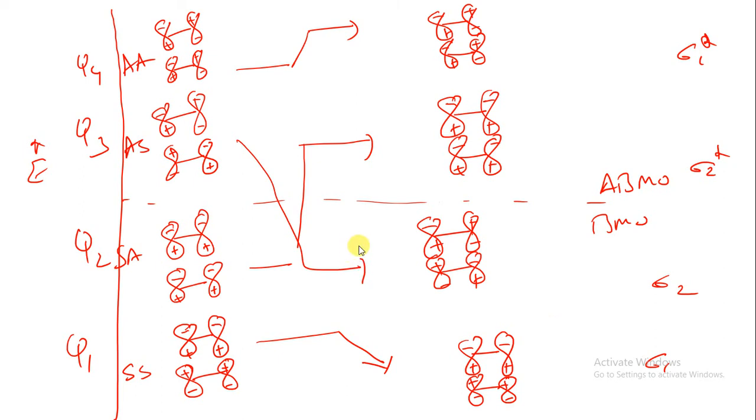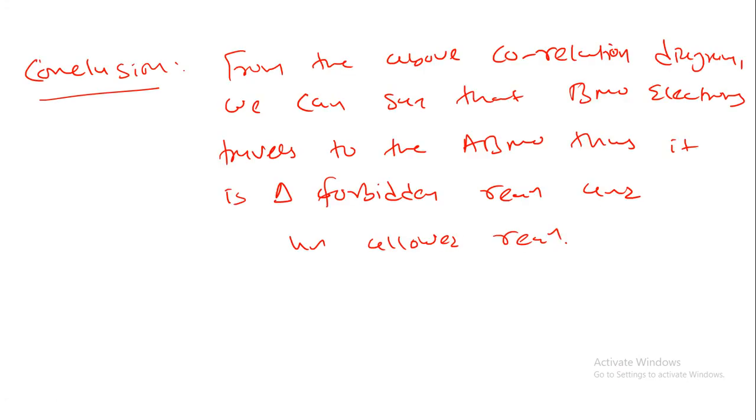So in this we are having thermally allowed or photochemically allowed. Here we can say that the BMO electron will travel to the ABMO and the ABMO electron will travel to the BMO. So we can say that this reaction is a photochemically allowed reaction and thermally forbidden reaction. In the conclusion of this chart, you can write like this: conclusion from the above correlation diagram, we can say that the BMO electron travels to the ABMO, thus it is thermally forbidden reaction and photochemically allowed reaction.